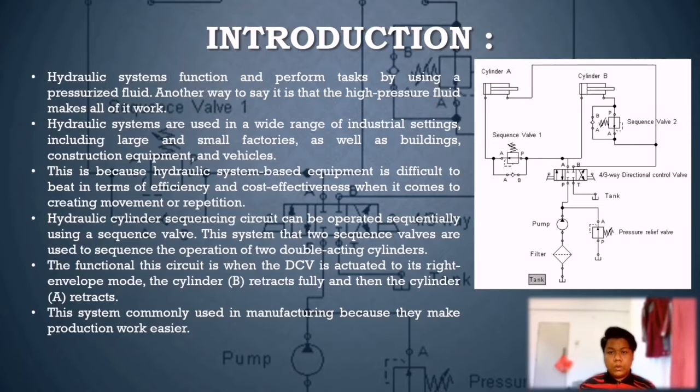In this video, our group wants to talk about the hydraulic cylinder sequencing circuit. This circuit can be operated sequentially using a sequence valve. In the system, two sequence valves are used to sequence the operation of the two double-acting cylinders. The function of the circuit is that when the DCV is actuated to its right envelope mode, cylinder B retracts fully and then cylinder A retracts. The picture we show in the slide is an example of the hydraulic cylinder sequencing circuit. This circuit is commonly used in manufacturing because it makes production work easier.